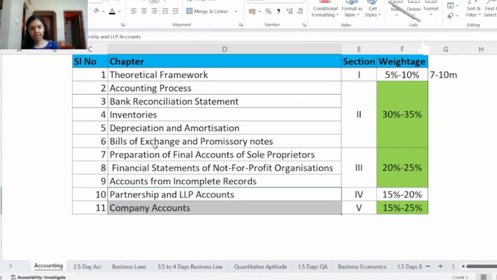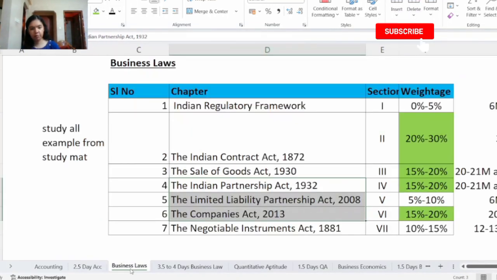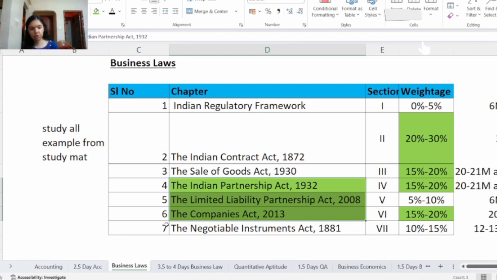So now if you see the syllabus of accounting here, these two chapters, partnership and LLP accounts and company accounts, these two chapters, and if we see the syllabus of business law, here these chapters, the Indian Partnership Act, the LLP Act and the Companies Act. So in accounting and business law, these chapters are interlinked. That is why we have kept these two subjects together.